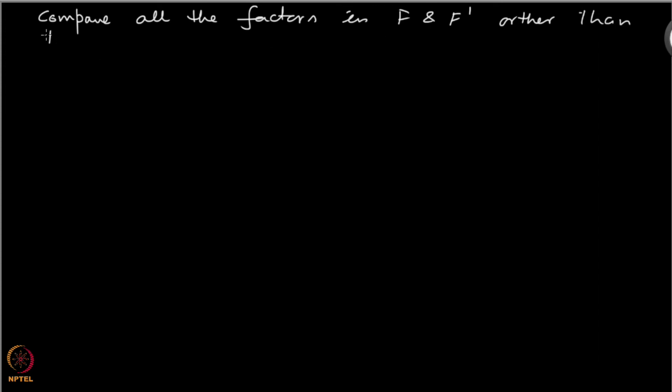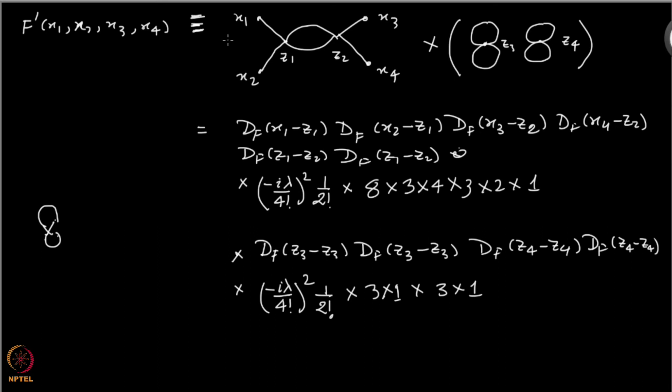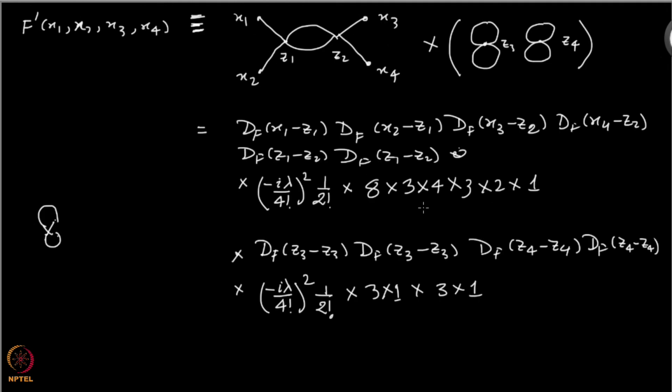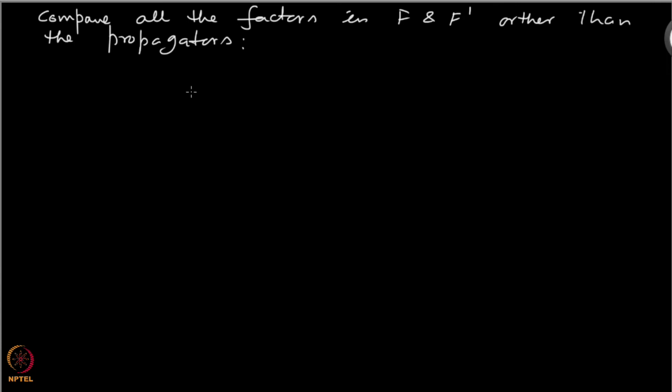Let me write down here. Let us compare all the factors in f and f prime other than the propagators, because the propagators are identical in both, there is no difference. Whatever you have in f, exactly the same ones appear in f prime also. So they are identical. The differences are only due to the other factors. So let's write f prime and f.